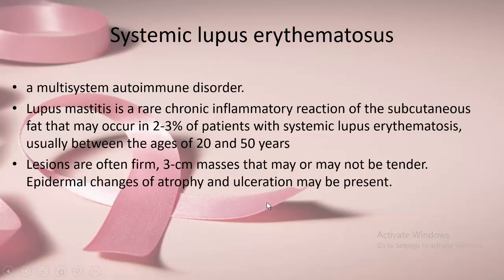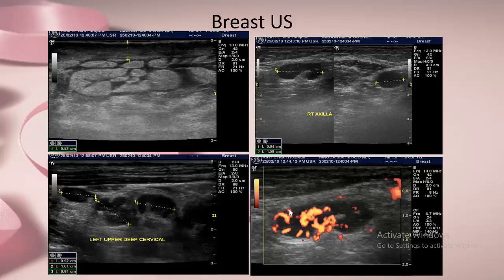Epidermal changes of atrophy and ulceration may be present, and this is very important. If you find atrophy in the skin, usually ask the patient. Sometimes the patient doesn't say from the start that she has an autoimmune disorder, but when you find these changes, ask about any autoimmune disorder present.